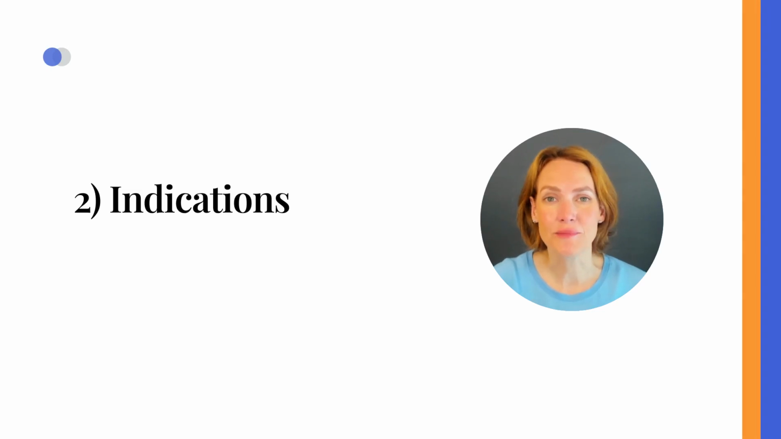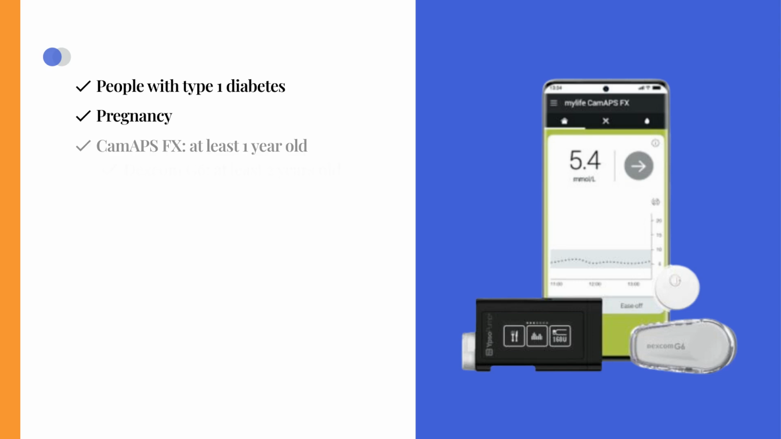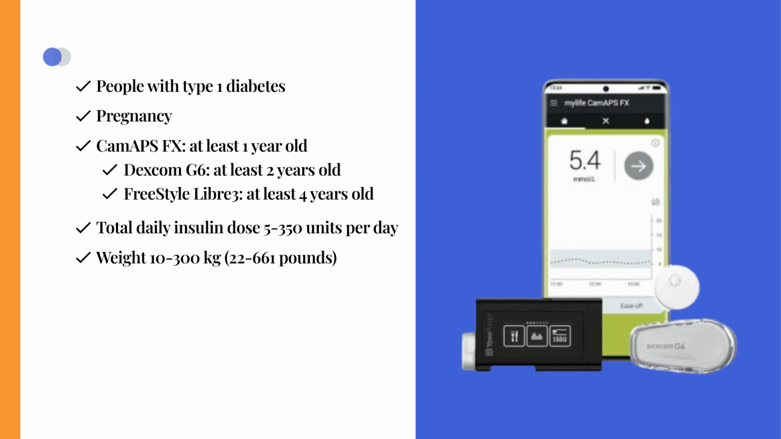2. Indications. The Mylife Cam APS-FX app is CE-labeled for people with type 1 diabetes aged 1 year and over, including pregnant women. The Mylife Loop automated insulin delivery system is approved for people with type 1 diabetes aged 2 years and over when used in combination with Dexcom G6 or aged 4 years and over when used in combination with Freestyle Libre 3. It is suitable for individuals with a daily insulin requirement ranging from 5 to 350 units per day and a weight between 10 and 300 kg, 22 to 661 pounds.